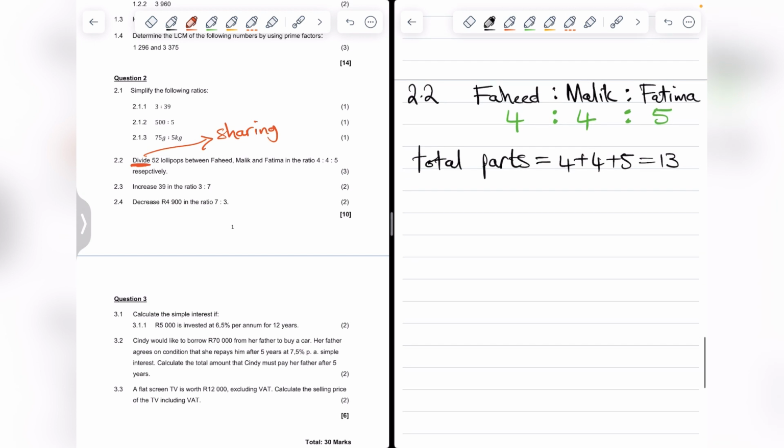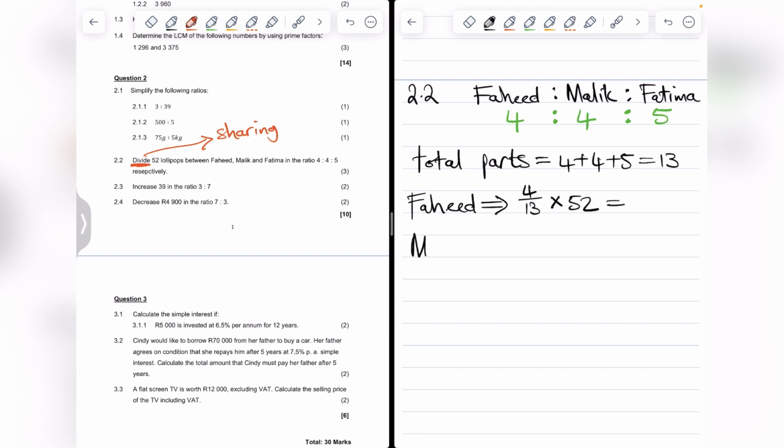So what does that mean? That means that for Fahid, he will get 4/13, because there's a total of 13 parts. So Fahid will get 4 of those 13 parts, Malik will get 4 as well, and Fatima will get 5. So 4/13 of what? It's 4/13 of my 52 lollipops. So that will give me an answer.